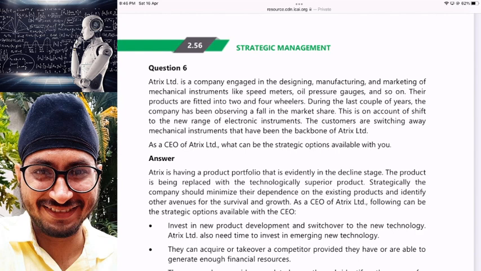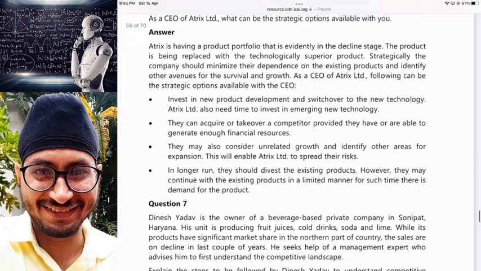Electronic parts. Or if I don't have that much money, the third option, slowly I will stop manufacturing and eliminate manual items from my business, and slowly I will start manufacturing electronic instruments in my business. Or last option, fourth option, purchase the existing company. If you have that much money, if you have that much knowledge, then purchase the existing company only which is manufacturing electronic instruments rather than mechanical instruments. These are the options available to Atrix Limited.